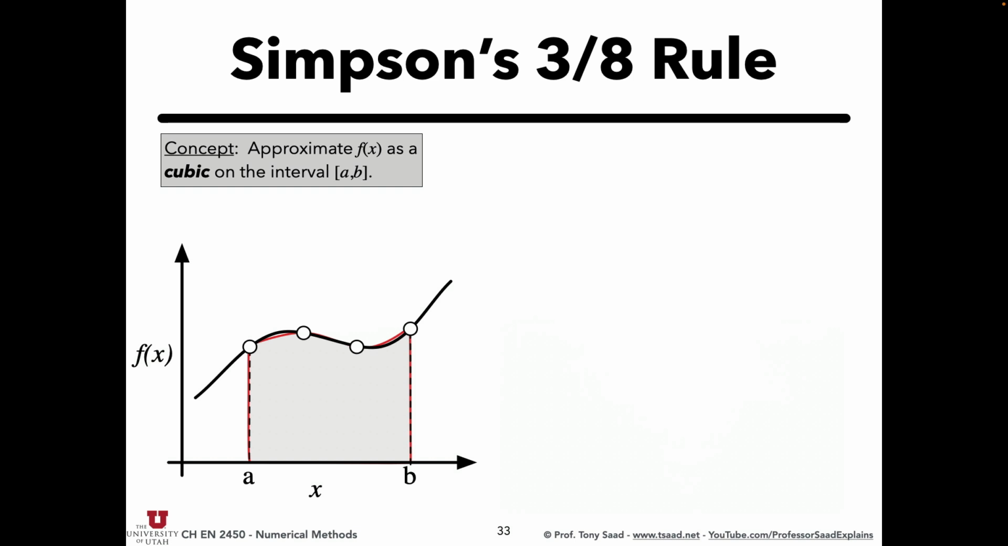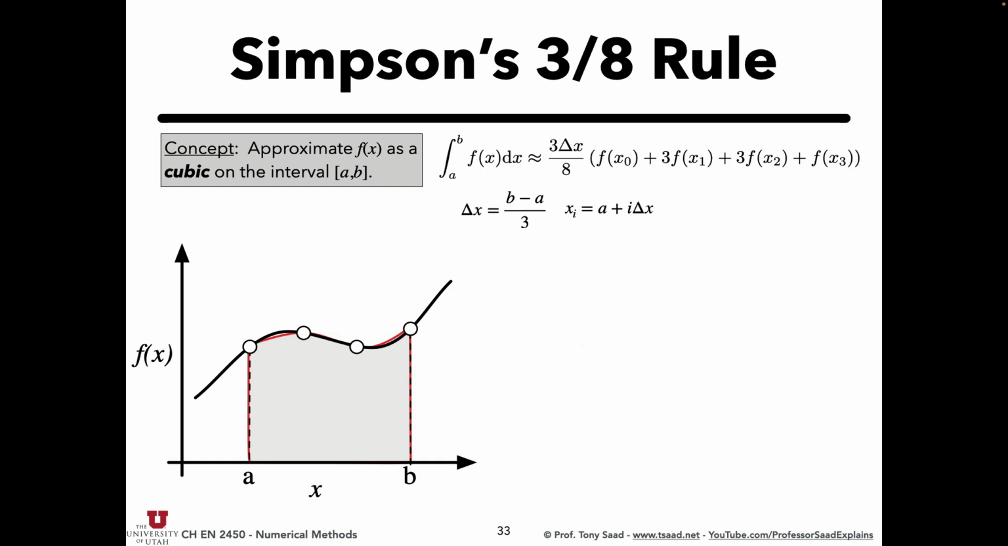And again, you can do the analysis by hand. You do the interpolation, you get the formula for the cubic, and you integrate that by hand. And that gives you Simpson's 3/8 rule formula. And that formula looks like this, where the integral is equal to 3 delta x over 8, and delta x is the distance between these 2 points, so it's (b minus a) over 3. Okay, 3 delta x over 8.